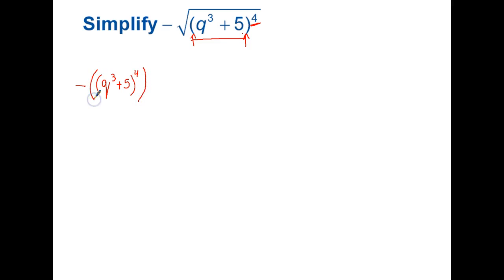all to the half. Again, this is a second root, square root, so it's all to the power half. The negative is not included because the negative is outside the root. So this is equal to, looking at my powers, half of 4, or 4 times half, is a 2. We're going to get negative q to the 3rd plus 5 all squared.